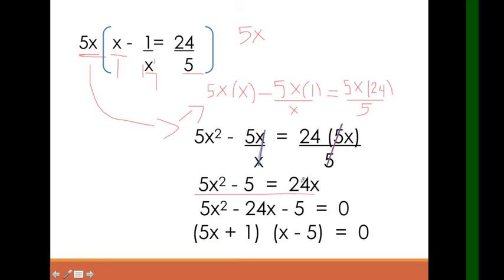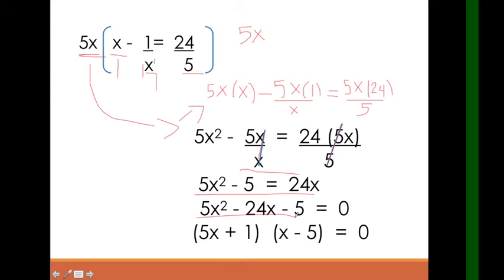And then, ililipat natin si 24. So, we will have 5x squared minus 24. When you transpose a number, you change the sign. Okay? So, we have negative 24 from positive 24, minus 5x equals 0. And then, we will factor out this one.